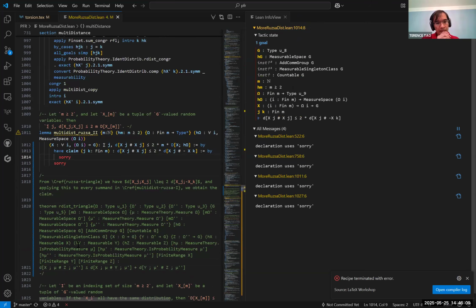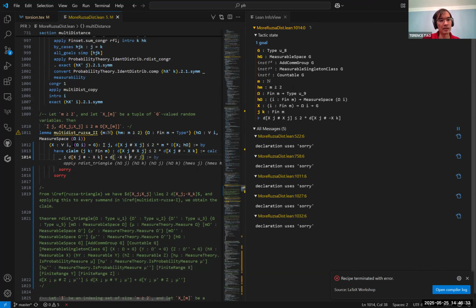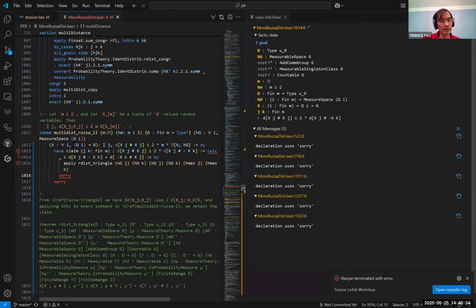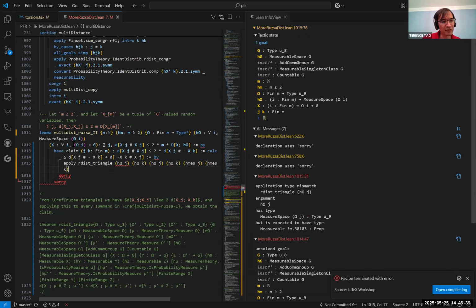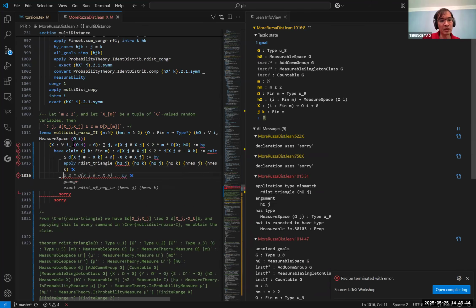All right, so what we're going to do is make this a calc block. We're going to bound the distance between x of j and x of j by the distance between x of j and minus xk, and then the distance between minus xk and xj. Oh, that's interesting. It seems like GitHub Copilot may have actually done that for us, except that it didn't quite work, but we'll fix that later.